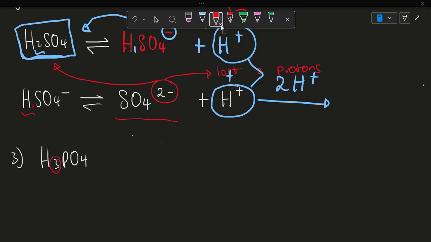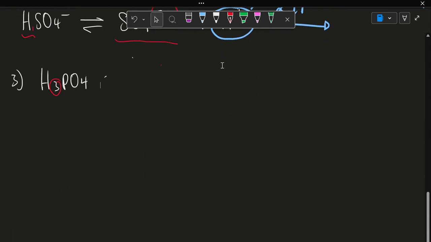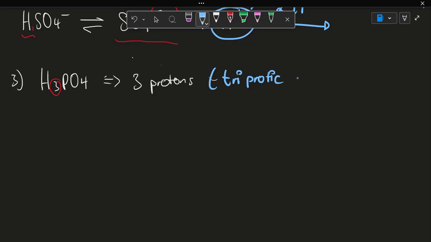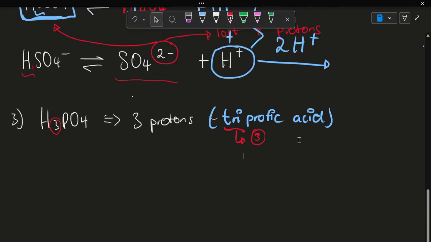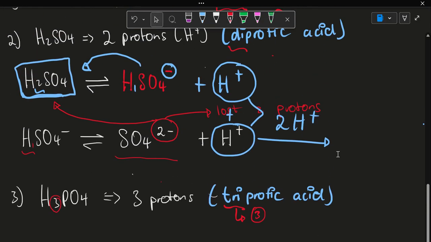Now, what do we call something that can actually donate 3 protons? H3PO4 can basically donate 3 protons, right? And what do we call that? We call that a triprotic acid. Remember, mathematics, once again, tri means 3, right? Okay, so the ionization of phosphoric acid works just as similarly as it did in sulfuric acid.